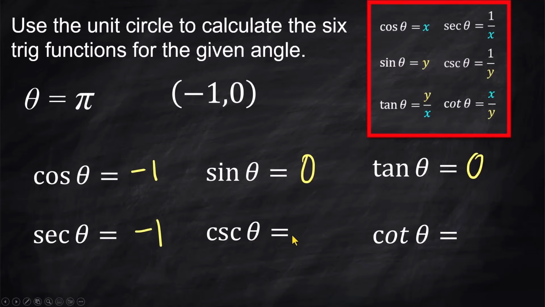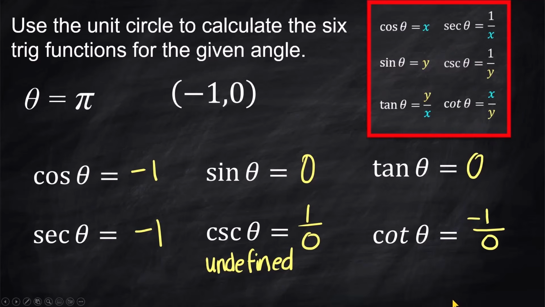Cosecant, be careful. You're going to be tempted to just say, well, the reciprocal of 0 is 0, but using the formula, it's 1 over 0. And that puts 0 in the denominator. And we all know what horrors happen when you try to divide by 0. So this guy is undefined. Cotangent is x divided by y. That would be negative 1 over 0. And again, undefined.